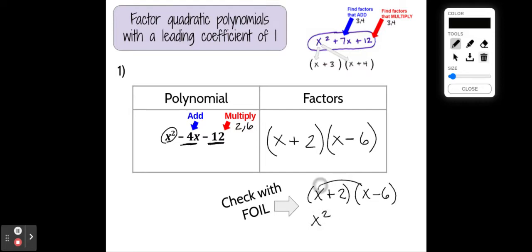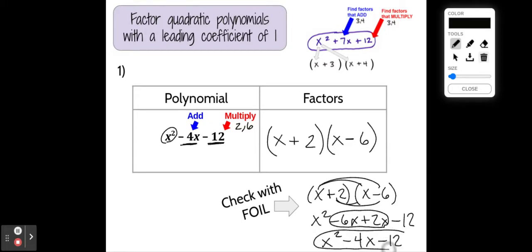So I'm just going to quickly FOIL here. And the 2 times negative 6, negative 12. We know that these two inner terms are going to be able to be combined. Negative 6 plus 2, that gives us the negative 4 we were looking for. And there's our polynomial, which matches the original polynomial that we were given. So we know that our answer is right.